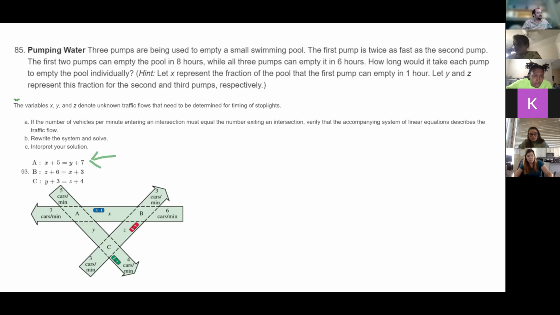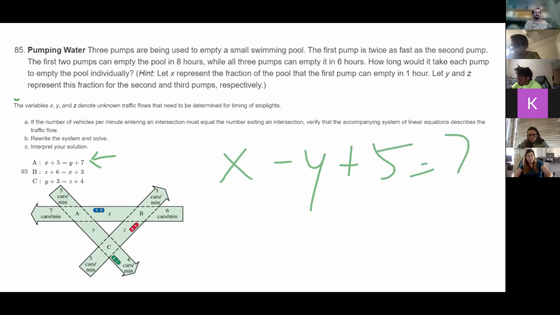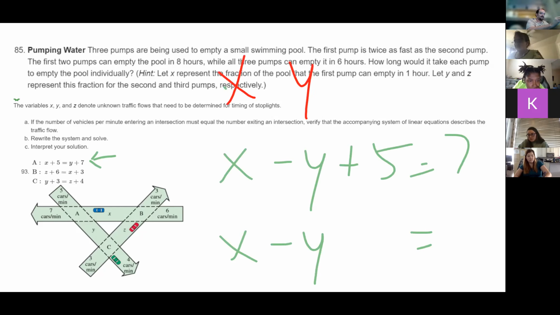You need to get the y on the other side, right? Yeah, we get our variables to one side, get our constants to the other is basically what we're doing. So we're going to subtract that y, x minus y, plus 5 equals 7. Right, because we want things to be x, y, z, constants, so that we can plug it into our matrix. Our first column is going to be x's, our second column will be y's, third column will be z's, the last column will be the constants.